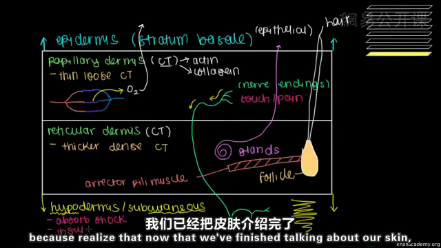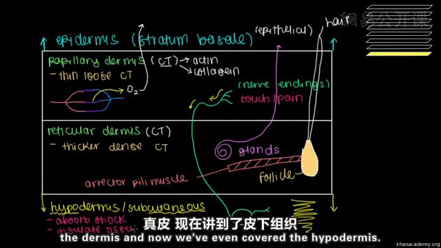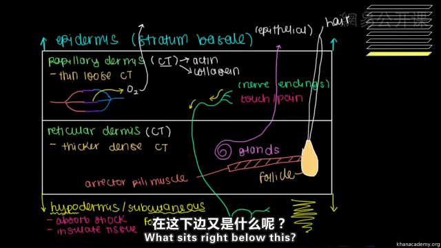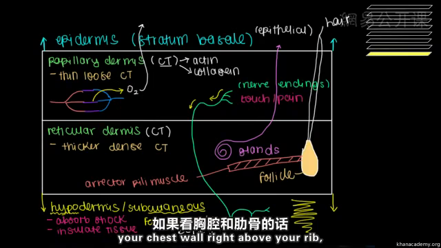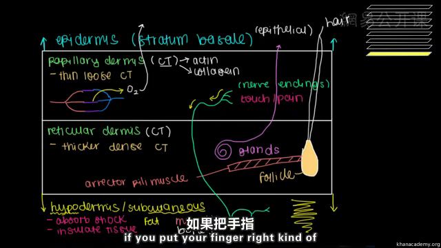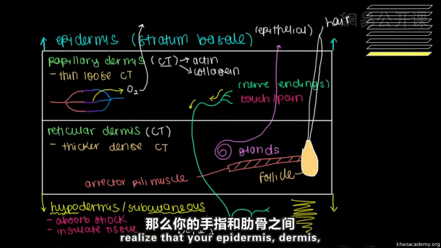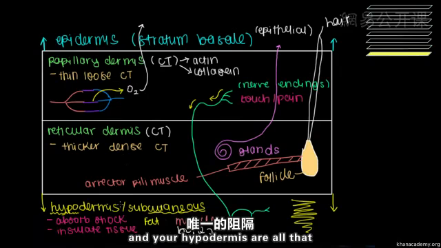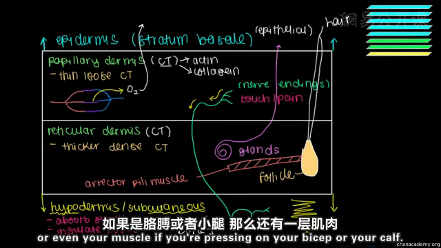Because realize that now that we've finished talking about our skin, we've talked about the epidermis, the dermis, and now we've even covered the hypodermis. What sits right below this? You're going to find muscle. Muscle sits down here. It's below that. And perhaps even bone. If you're talking about your chest wall right above your rib, if you put your finger where your clavicle is above your rib cage or even on your ribs, realize that your epidermis, dermis, and your hypodermis are all that separate your finger from your rib bone, or even your muscle if you're pressing on your bicep or your calf.